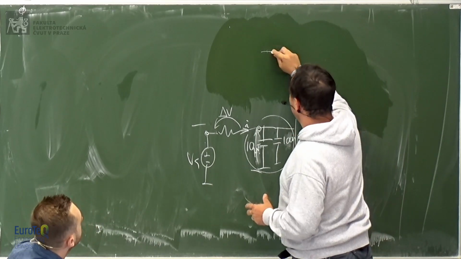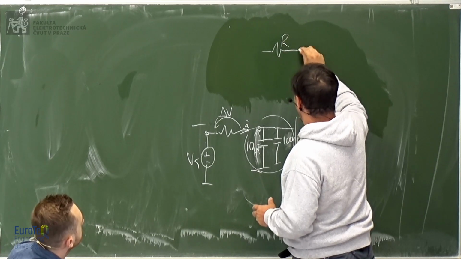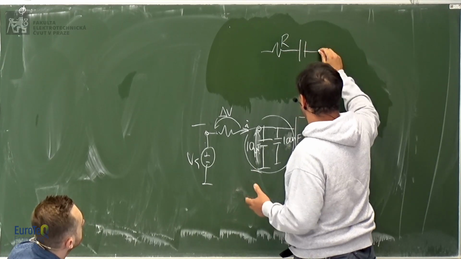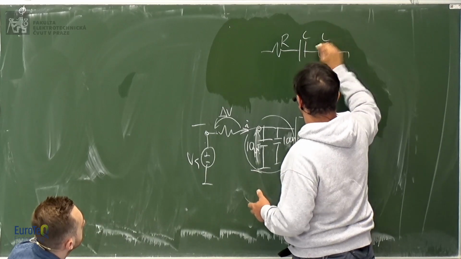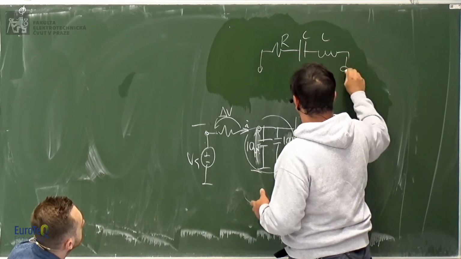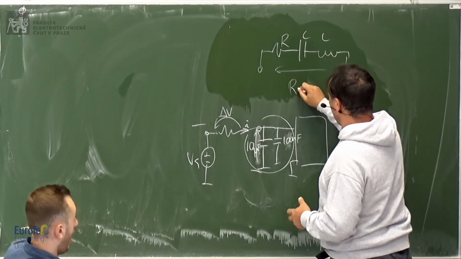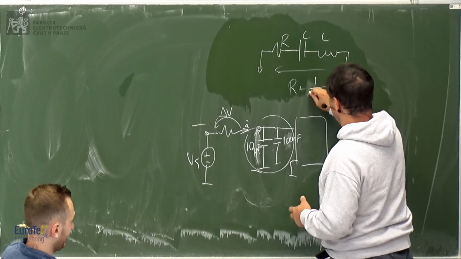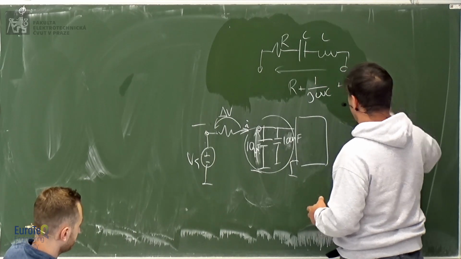Let's model out resistance. Then you have your capacitance, which is what you want. Then you have some inductance. So if you watch the total impedance here, you have R plus 1 over j omega C plus j omega L. J omega L, okay?